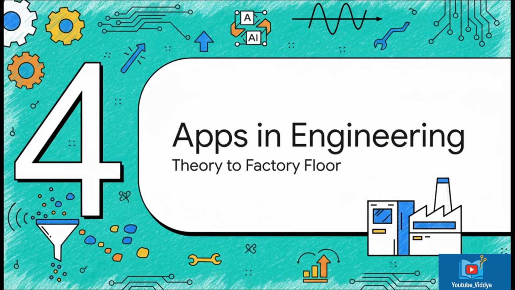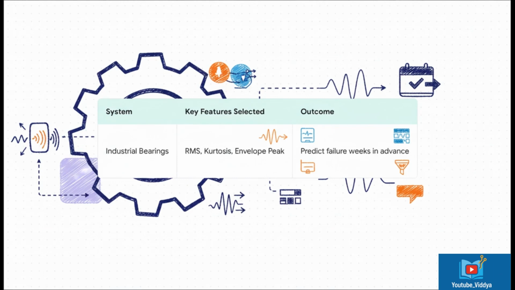Okay, so we've talked about how to extract features and how to select the best ones. Now for the fun part, let's see how this stuff actually gets used out there, on the factory floor. Predictive maintenance is, without a doubt, the killer app for all of this. By pulling out features like RMS and kurtosis from a bearing's vibration, and then choosing them as our main health indicators, we can build AI models that are just incredible. They don't just tell you when a bearing has failed. They can tell you it's about to fail, sometimes weeks before it happens.